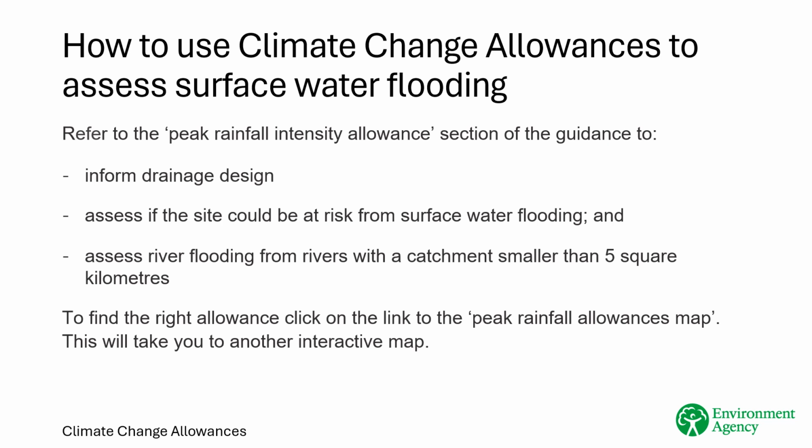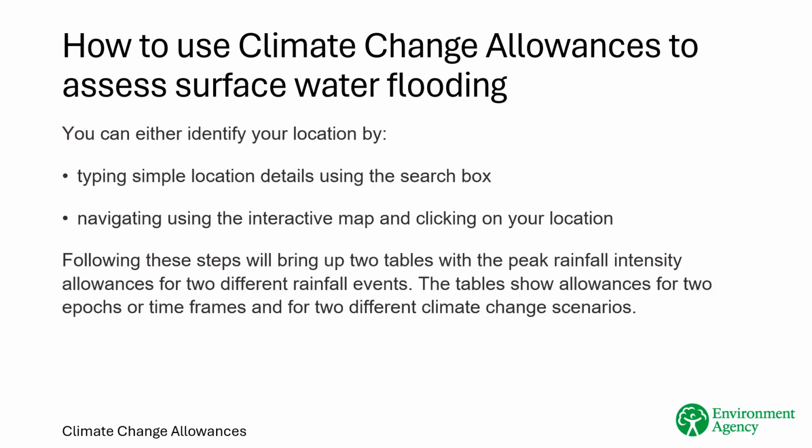To find the right allowance, click on the link to the peak rainfall allowances map. This will take you to a different interactive map than that used for river flooding. Again, you'll need to find the site on the map, and you can do this in the same way as you did for river flooding, using either the search box with simple location information or by navigating using your mouse. Again, if you're navigating by the mouse, left click once on the correct management catchment.